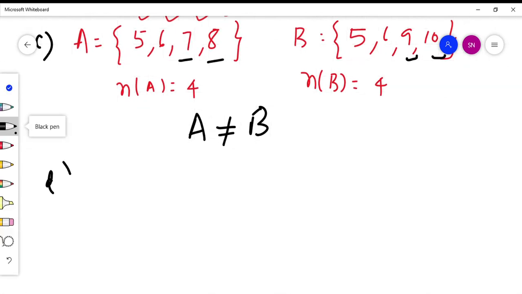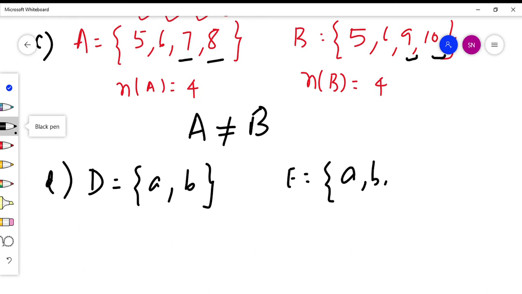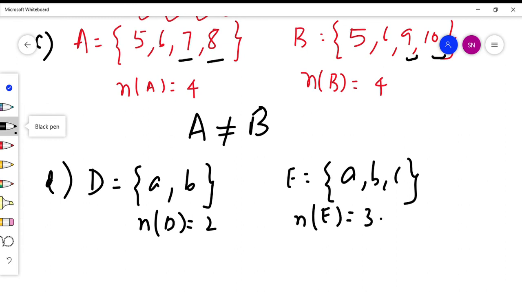So example number two. If I have set D is equal to {A, B} and set E is equal to {A, B, C}, are these two sets equal? No, right? Because the cardinality of set D is equal to 2, and the cardinality of set E is equal to 3. We already know that if the cardinality is the same, I cannot conclude that it is equal. Yeah, because I will have to check the physical elements.